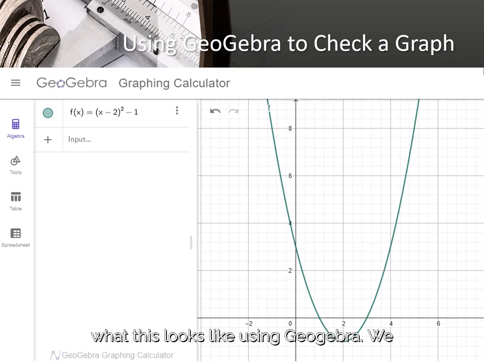Now let's see what this looks like using GeoGebra. We enter the equation into the graphing calculator. GeoGebra displays the graph for us. We can compare it with our hand-drawn graph. Remember, technology is helping us check our work. It does not replace the mathematical process of determining the important points.